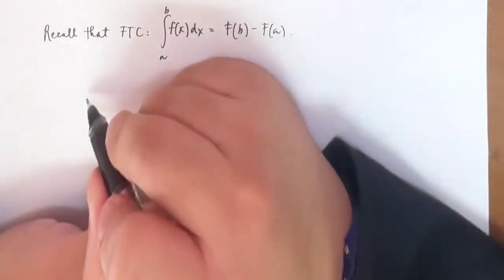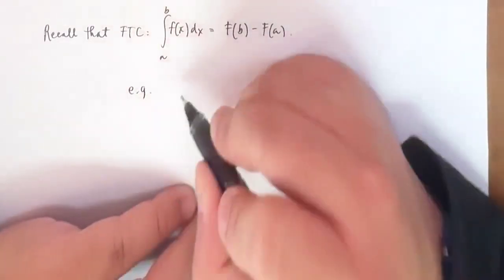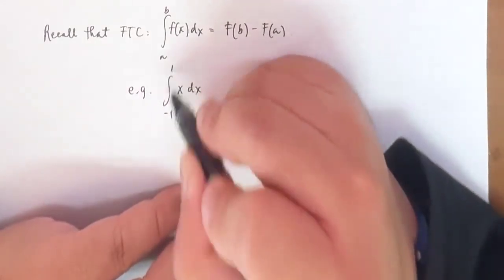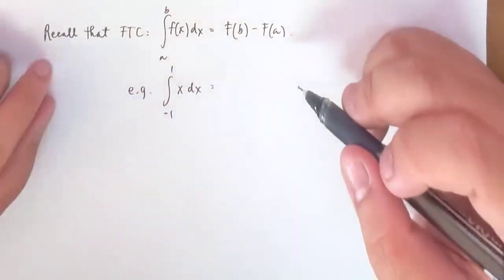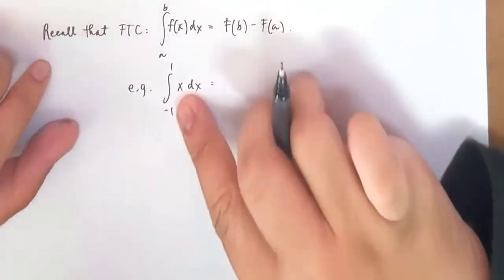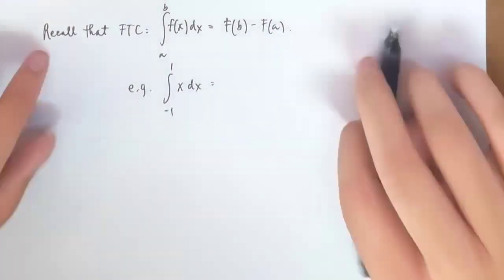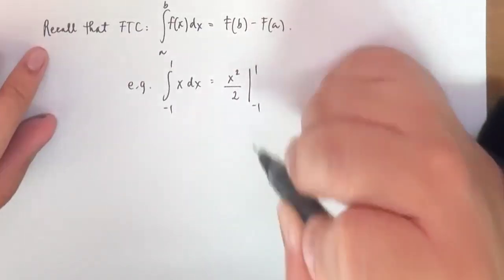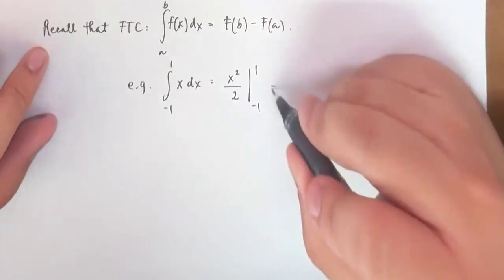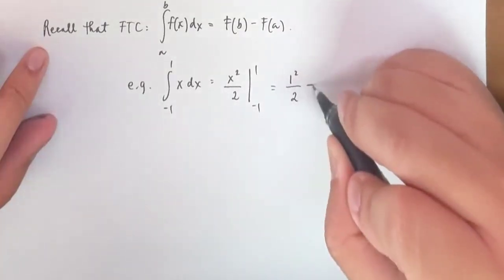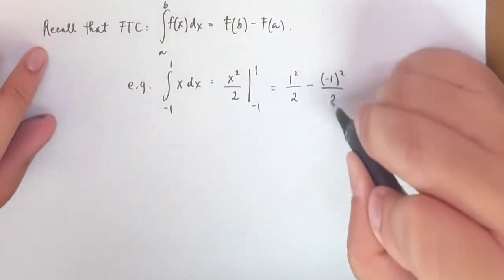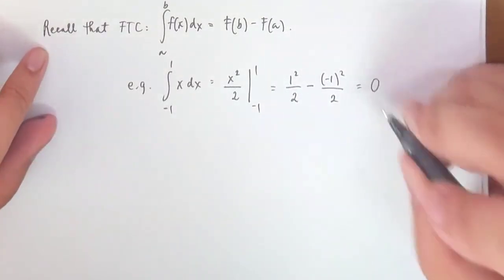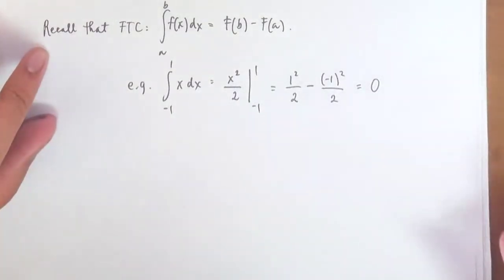Okay, so for example, the integral of x dx from negative 1 to 1 is equal to the integral of x, which, if we recall, is x squared over 2, from negative 1 to 1, which is equal to 1 squared over 2 minus negative 1 squared over 2, which is at the end equal to 0.